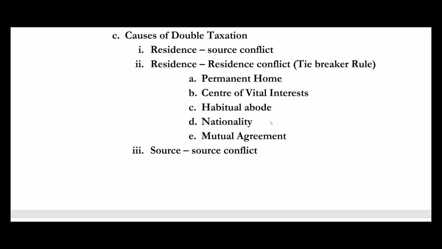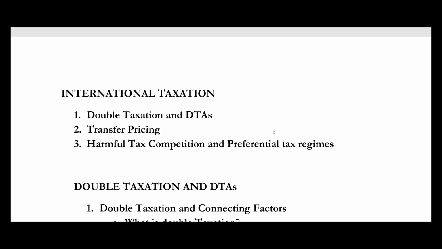So please, those who were not here earlier, please write them down, right? International tax, I'm giving you some few minutes. Just write this down: double taxation and DTAs, transfer pricing, and then the third area is harmful tax competition and preferential tax regimes. Please write it down.